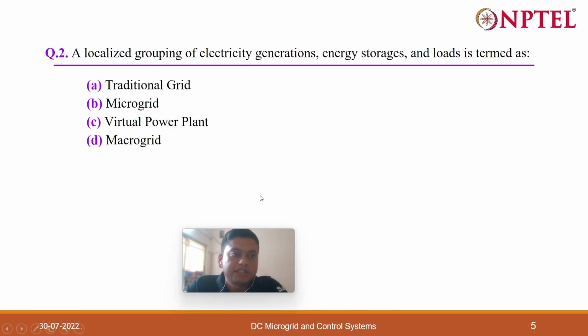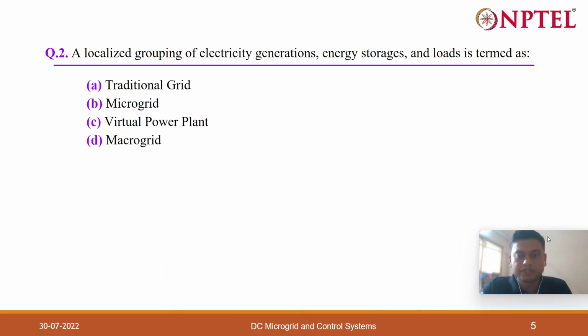So here is the second question. A localized grouping of electricity generation, energy storage and load is termed as: A option is traditional grid, B option is microgrid, C option is virtual power plant, and D option is microgrid. So you can try this and type your answer as before in the chat box.